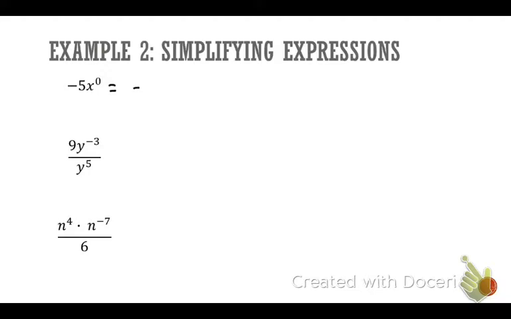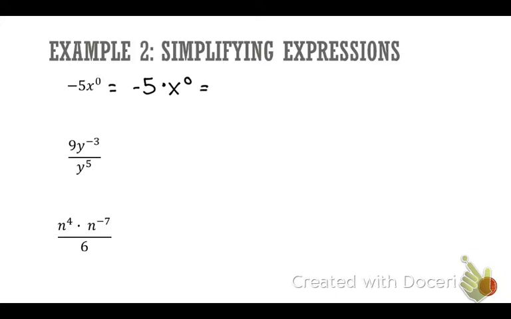This means, I want you to write this down. Negative 5 times x to the power of 0. Does negative 5 have an exponent of 0? No, it does not. X does. It's not negative 5x to the power of 0. Okay? It's negative 5 times x to the power of 0.